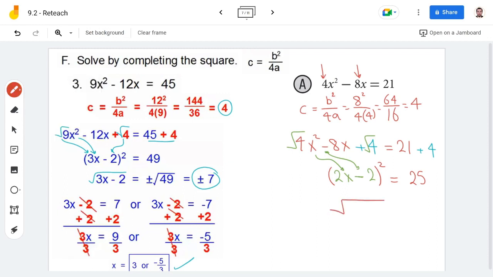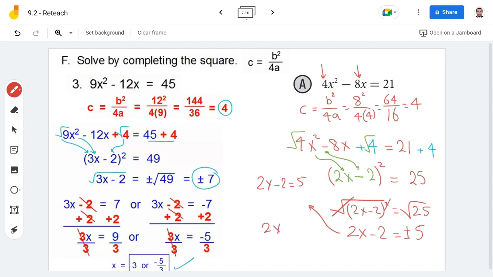Now it will be 2x minus 2 squared, and take the square root for 25. So you cancel this 2 out. So 2x minus 2 equal positive or negative. What's square root of 25? It is 5. Now we have the two solutions. The first one, 2x minus 2 equal positive 5.